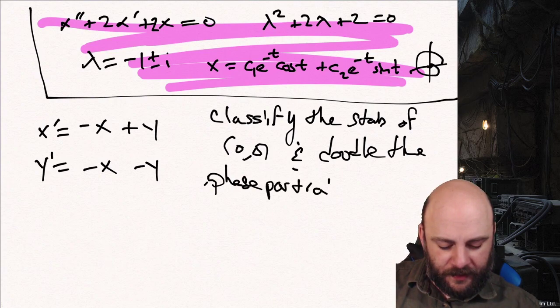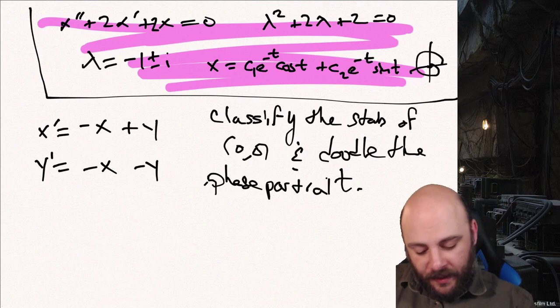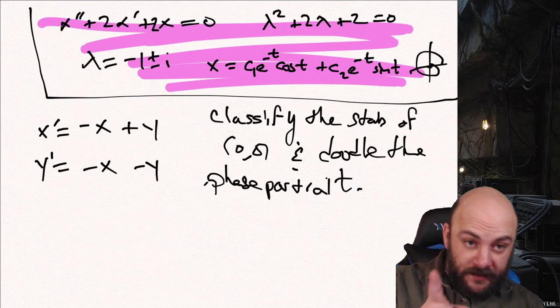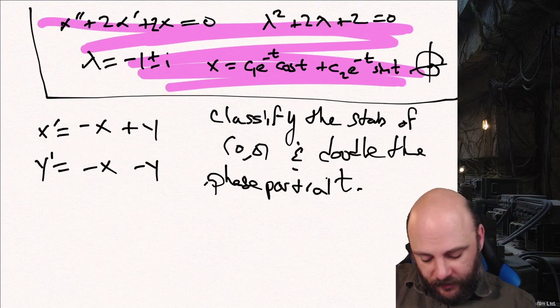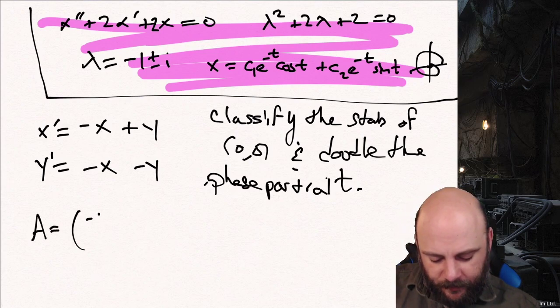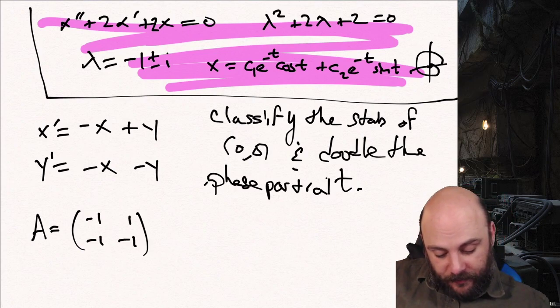Okay, that is your task. So step 1 in doing this is: don't make the second order differential equation, solve it, and do it that way. Do the following. Find the coefficient matrix for the system: -1, 1, -1, -1. Isn't that a beautiful coefficient matrix?